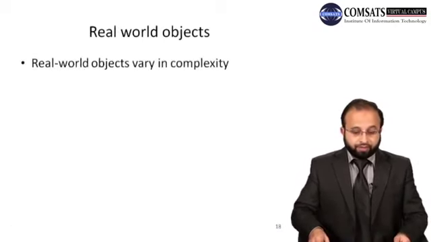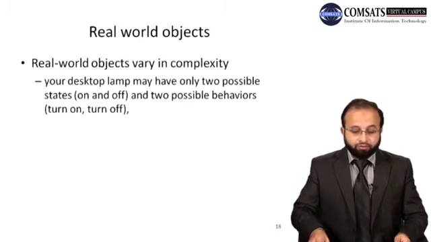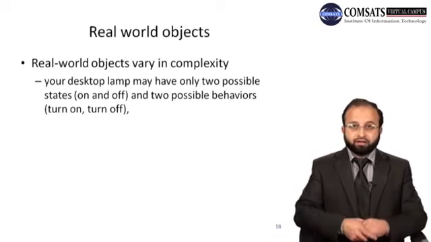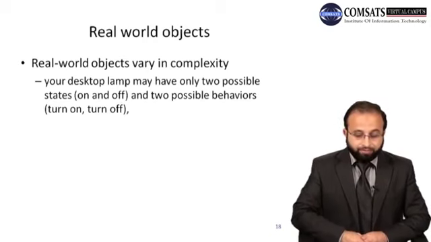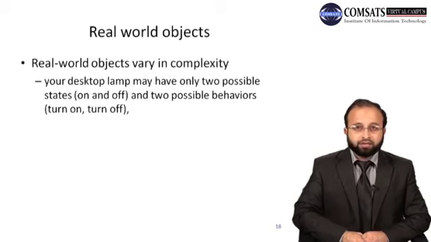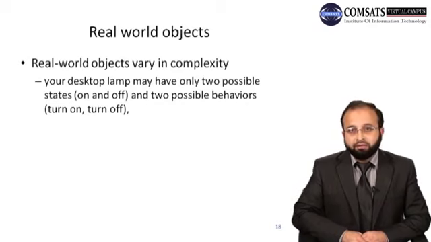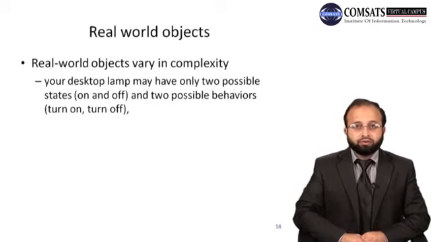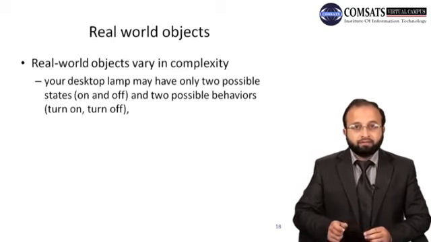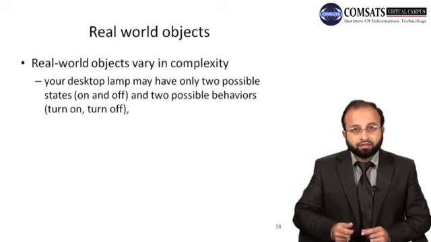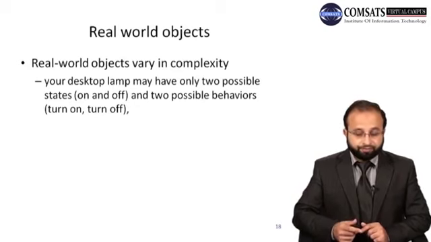Real world objects vary in complexity. Your desk lamp may have 2 possible states, on and off, and 2 possible behaviors, turning on and turning off. Now there is a very important point to be noted here: you can always change the state of a real world object through that object's behavior. Whenever you want to change the state of that object, you have to play with the behavior of that object, right? You execute a particular behavior and then the state of the object is changed, right?